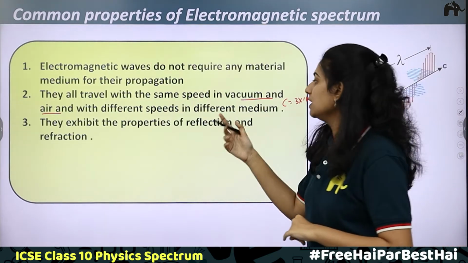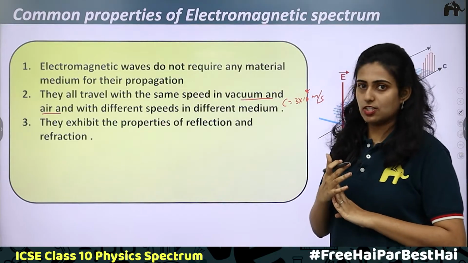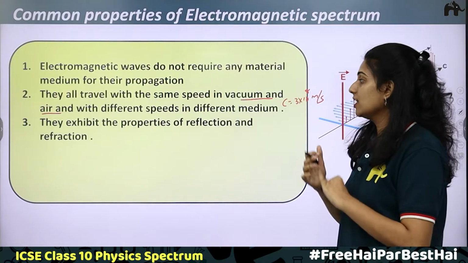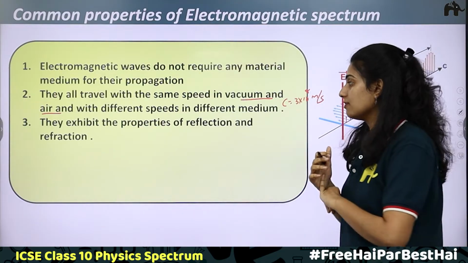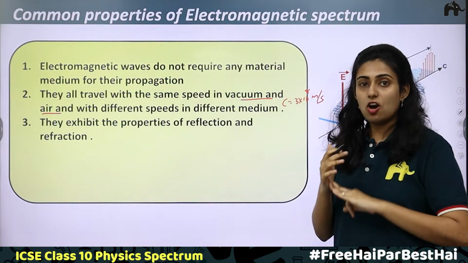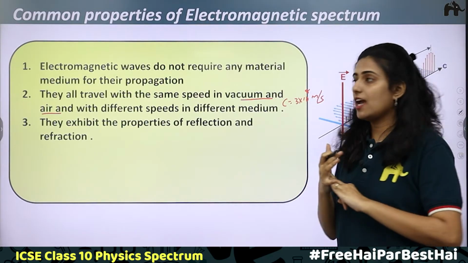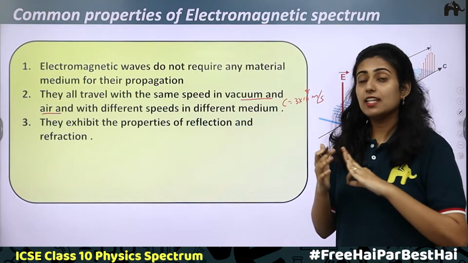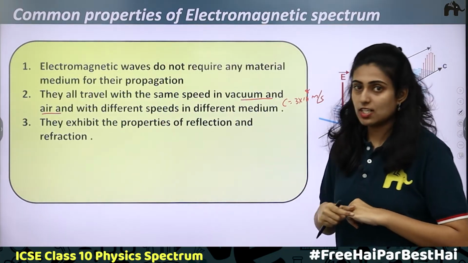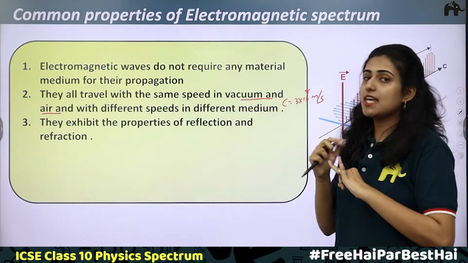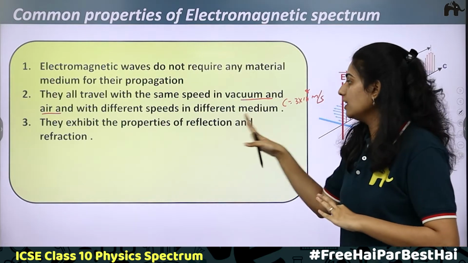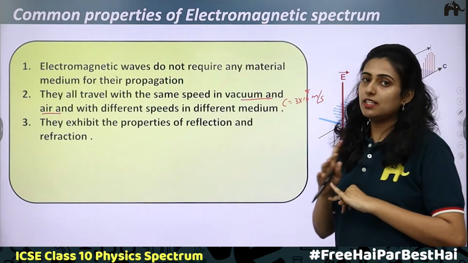Third point, they exhibit the properties of reflection and refraction. We have studied what reflection and refraction are, and the laws of reflection and refraction. What is the first law of reflection? Incident ray, reflected ray, and normal at the point of incidence all lie on the same plane. Incident angle and reflected angle are equal. Then we discussed Snell's law when we came to refraction. Sine of angle of incidence divided by sine of angle of refraction gives you the refractive index. Okay, so all these are obeyed by electromagnetic radiation as well.